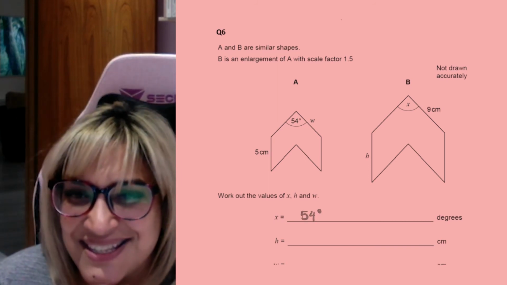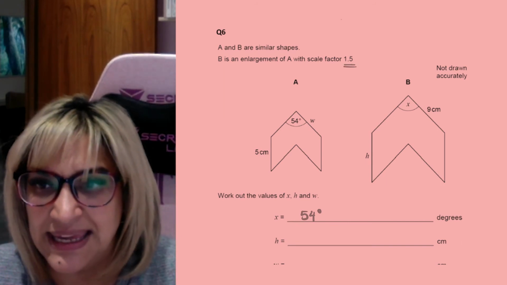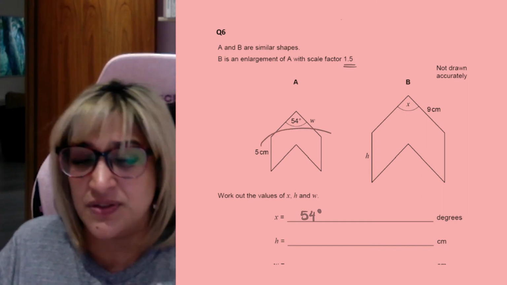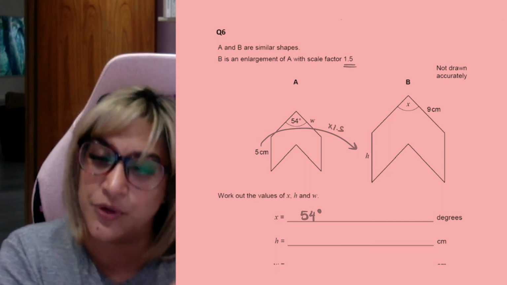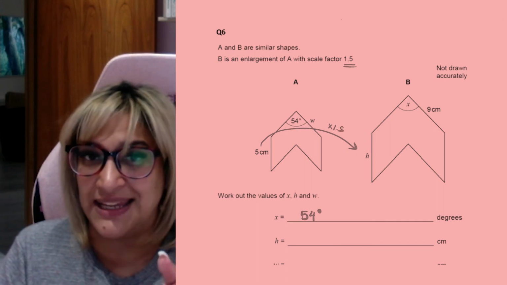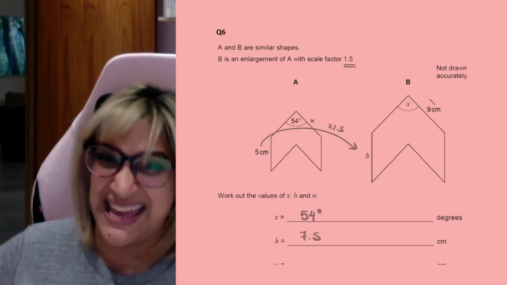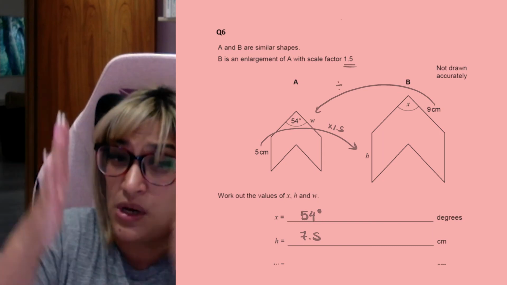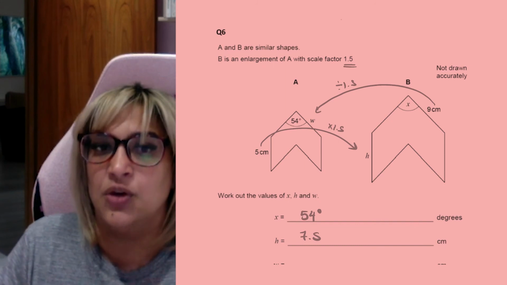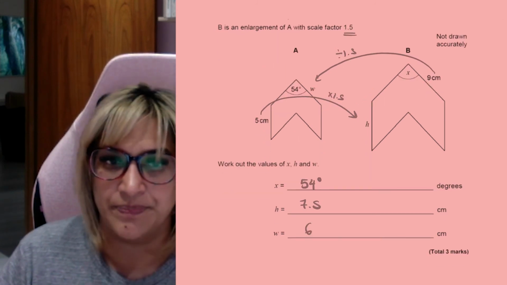But we're given the scale factor. So that's telling you how much bigger it's got. So it's got bigger by 1.5. So we're going to multiply the 5 by 1.5 to give us 7.5. And that gives us H because it's got bigger. But going from B to A, we're doing the opposite. We're making it smaller by 1.5. So we're dividing by 1.5. We can do 9 divided by 1.5, which gives us 6.